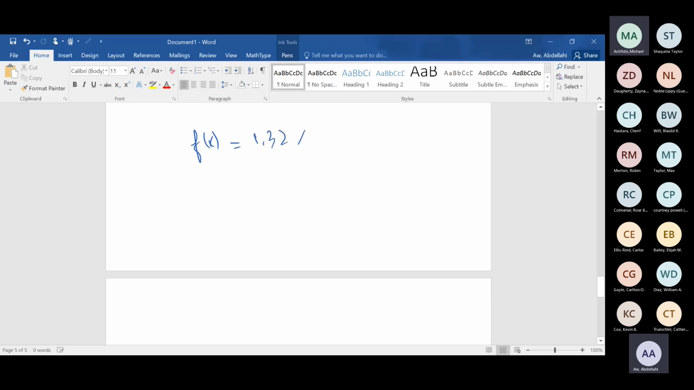1.32x squared minus 17x plus 500, etc., etc. No, that's too much. Plus 5, etc. And we say this function represents the profit we make when we sell x items. You see, the context can change, but it's going to be the same stuff. This function represents the profit we make when we sell x items of something, right?